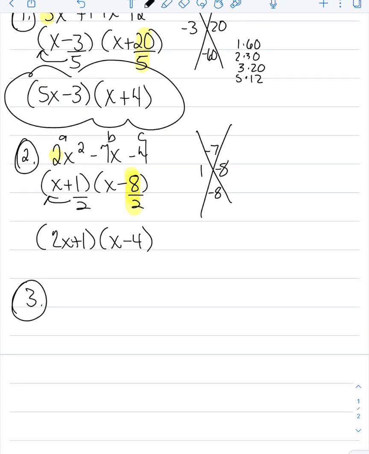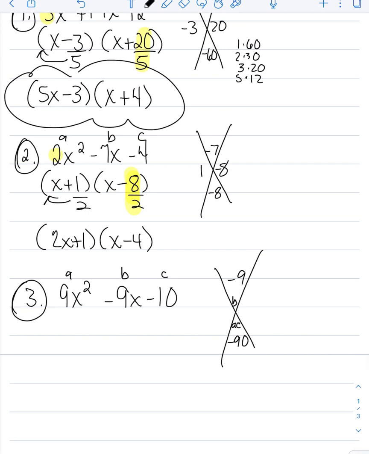Number 3. Let's take a look at 9x squared minus 9x minus 10. Let's factor this completely. I do not see a greatest common factor that I can factor out. So now I'm going straight to magic X has your back. And notice you don't have to write the B and the A times C every time. I'm just doing it to show you where I'm getting the numbers from. So B is negative 9. A times C is negative 90.